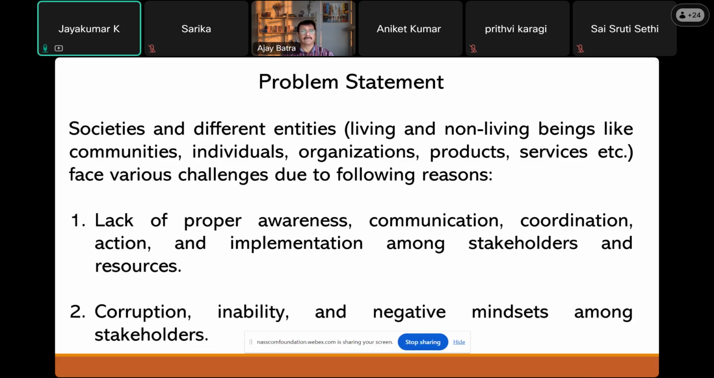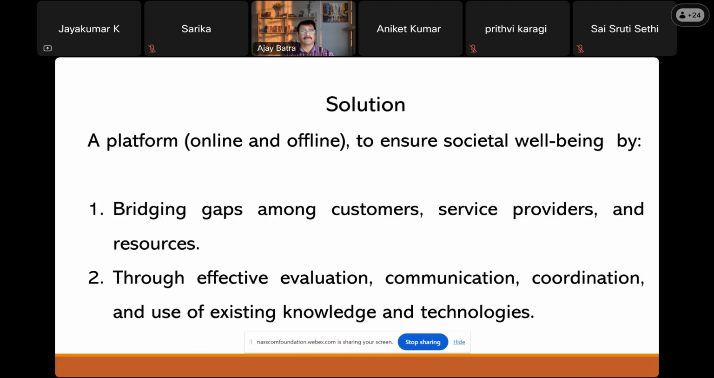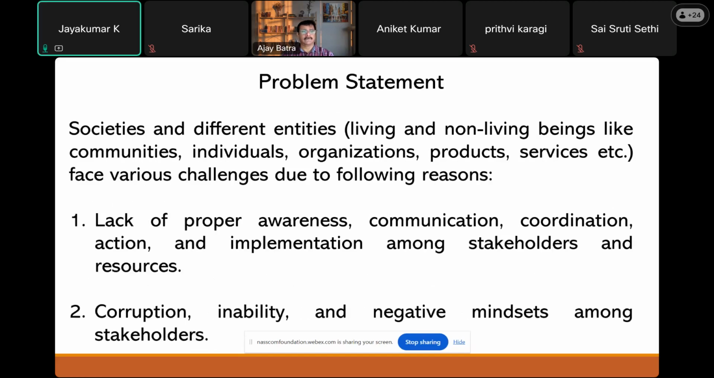The problem statement is this. Societies and different entities, living and non-living beings like communities, individuals, organizations, products, services, etc., face various challenges due to the following reasons. One is lack of proper awareness, communication, coordination, action, and implementation among stakeholders and resources. Then corruption, inability, and negative mindsets among different stakeholders.